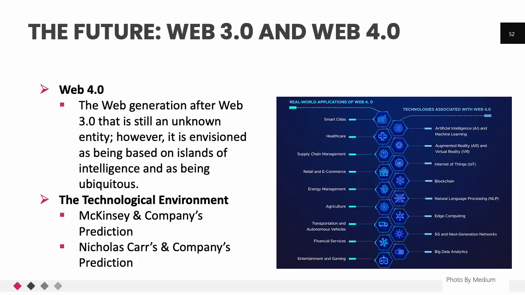Web 4.0 is truly a vision for the far future. It's still largely undefined and evolving. However, the core ideas suggest an internet that is based on islands of intelligence. Imagine that instead of you just finding the information, the internet itself will have highly intelligent, interconnected systems like advanced AI. They can anticipate your needs, understand your complex context, and then perform tasks for you almost autonomously.